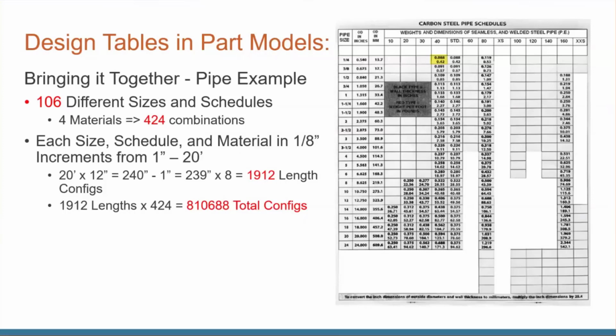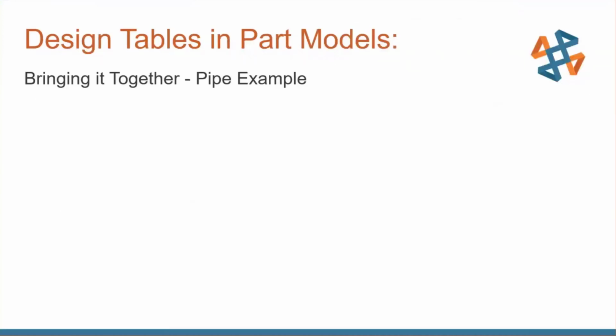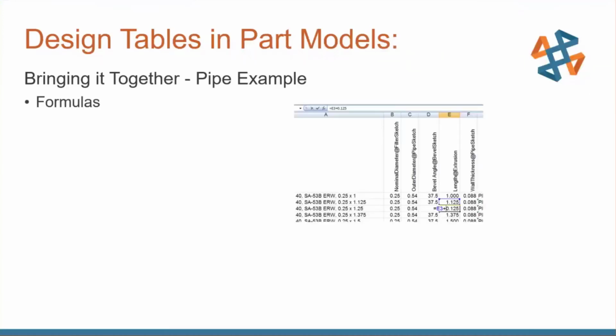And in all honesty, this isn't 100% realistic, because you would never have a pipe that's 24 inches in diameter and 1 inch long. So yes, there are some configurations that don't make sense, but you can see how quickly something that seems very simple could be hundreds and hundreds of possible configurations, and why using a design table is beneficial for that. Now, in our example, we will also look at a pipe, but I am not going to make you sit here while I make 810,000 configurations.